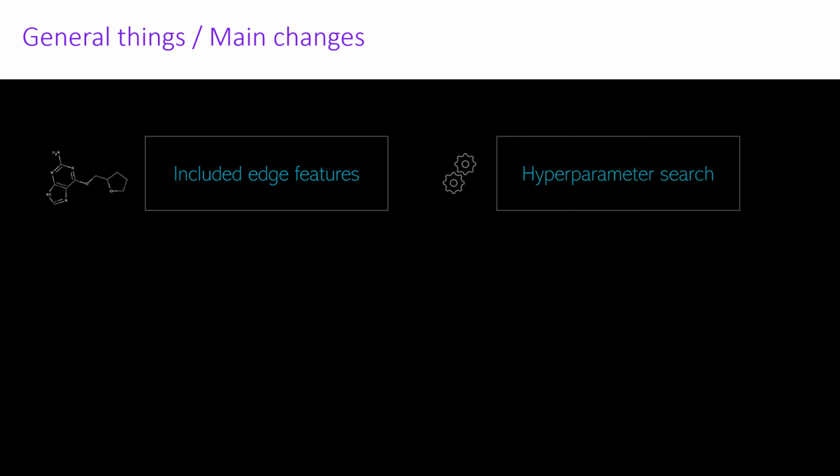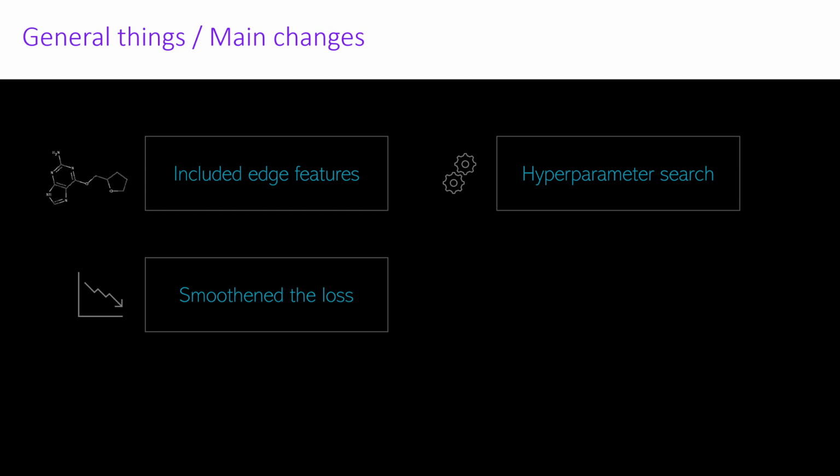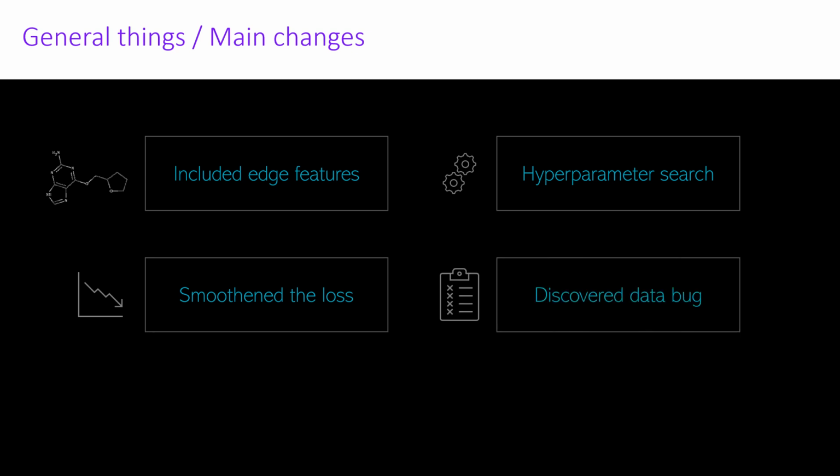Secondly, I set up a Bayesian hyperparameter search, which ran for the last weeks. Then I was able to get a smoother loss function by playing around with the loss itself, but also including basic techniques like batch normalization into the network. Finally, I discovered a bug in my validation split, which leaked some of the test data into the train set. So let's have a closer look at what went wrong here.